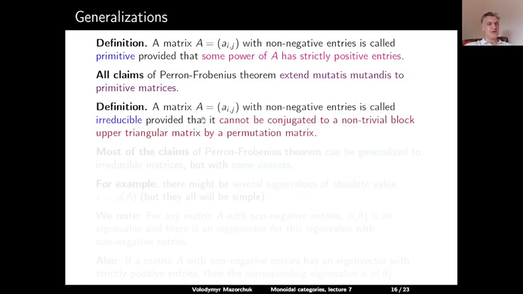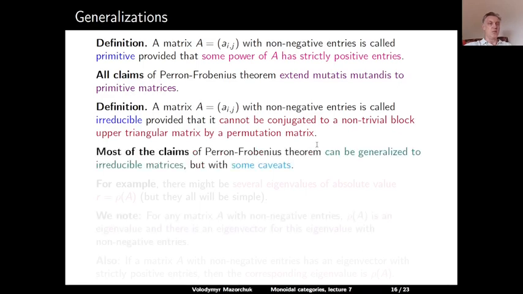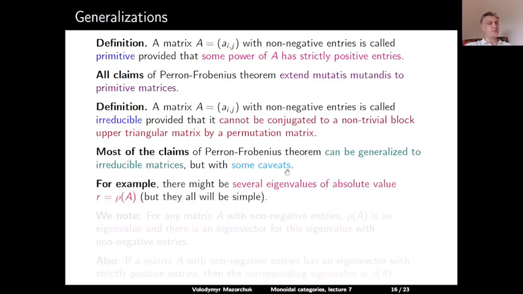Another definition: a matrix A with non-negative entries is called irreducible, provided that it cannot be conjugated to a non-trivial block upper triangular matrix by a permutation matrix. Most of the claims of Perron-Frobenius theorem can be generalized to irreducible matrices, but sometimes with some caveats. For example, there might be several eigenvalues of absolute value given by the Perron-Frobenius eigenvalue R, which coincides with the spectral radius of A. But all these eigenvalues will be simple.